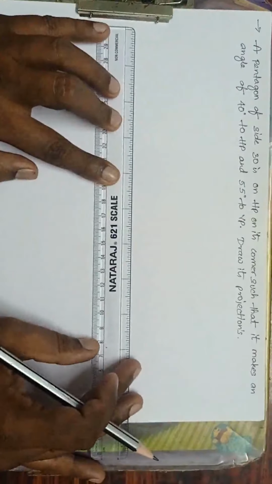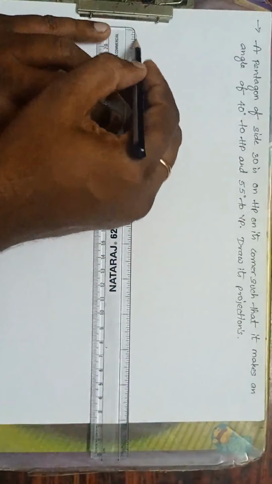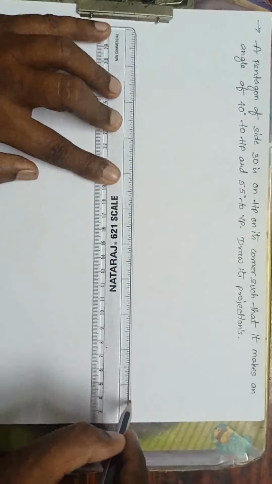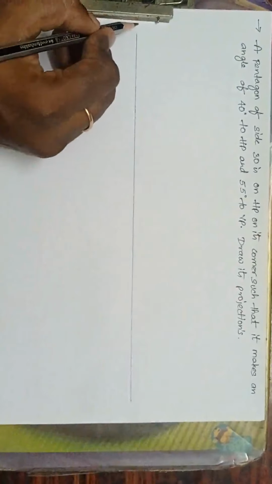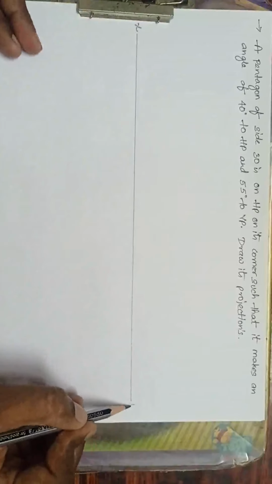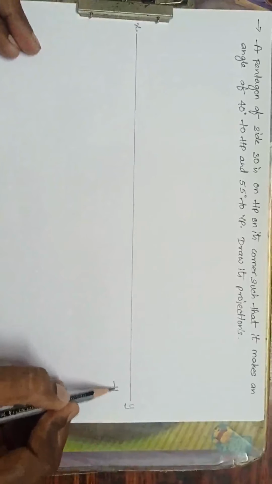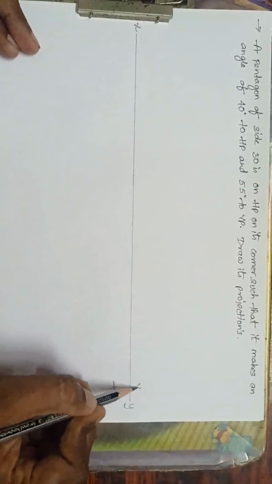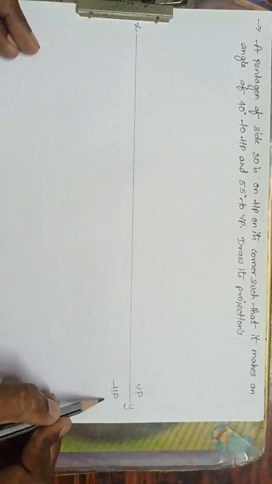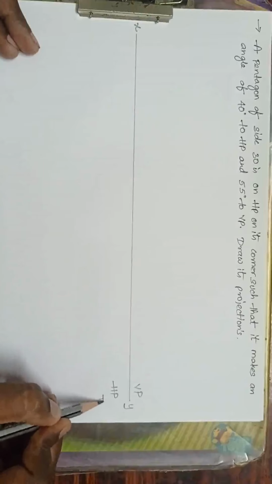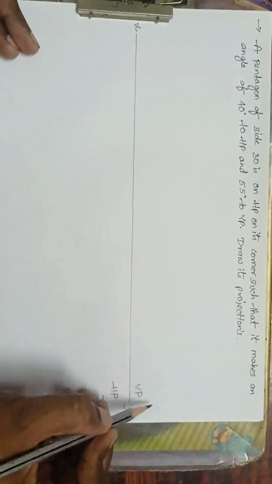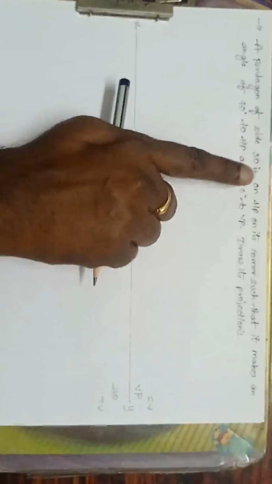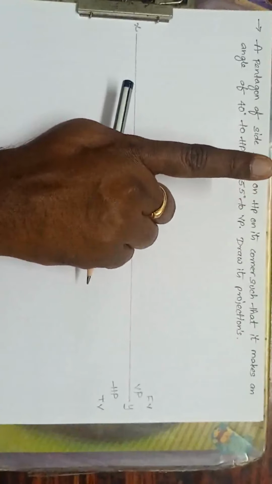First draw the XY reference line. Okay, this is X, Y. This is HP. This is VP. HP is always top view. VP is always front view. So he is telling the pentagon is on the HP, horizontal plane.